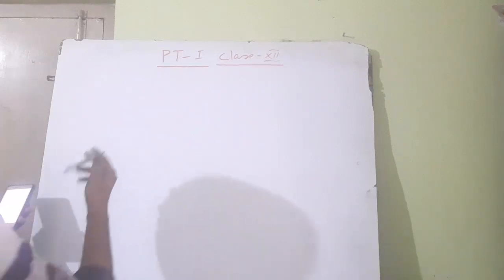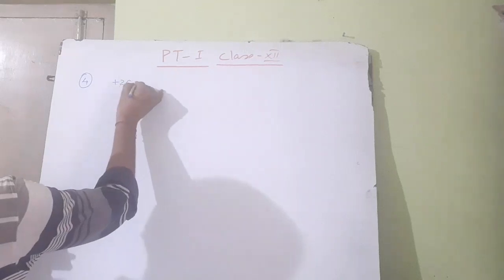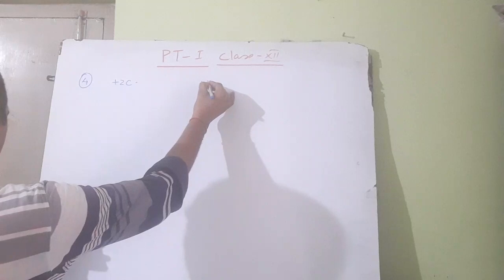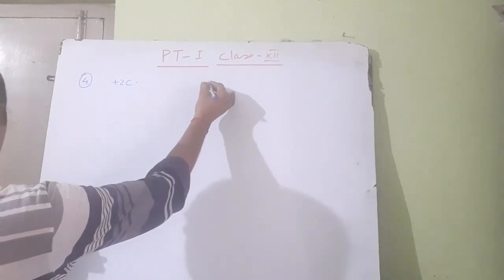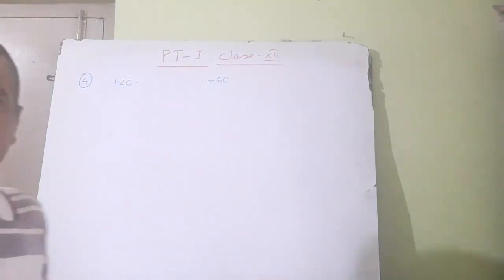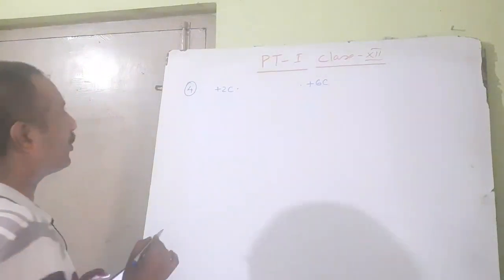Question number 4. Plus 2 coulomb and plus 6 coulomb. Two charges are repelling each other with a force of 12 Newton. Suppose here is a charge plus 2 coulomb and here is another charge plus 6 coulomb. As both the charges are positive, they must be repelling each other. They repel each other.